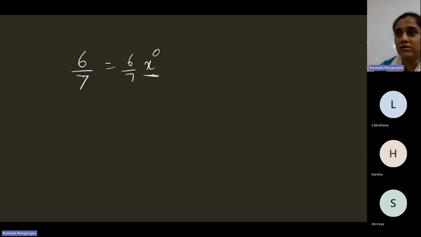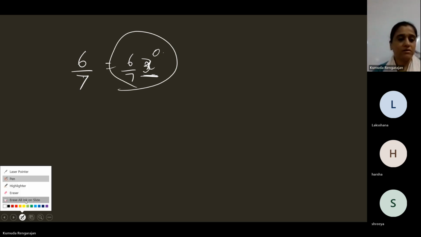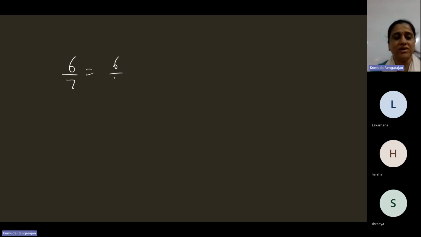Now supposing x is 3. What is 3 to the power 0? 1. And what is 1 into 6 by 7? 6 by 7 only you will get. For no value of x can this one become 0. 6 by 7 can be written as 6 by 7 x to the power 0, and whatever value you give for x, that to the power 0 is 1, and into 6 by 7 is 6 by 7 itself. You cannot get 0. So a constant polynomial has no zeros.